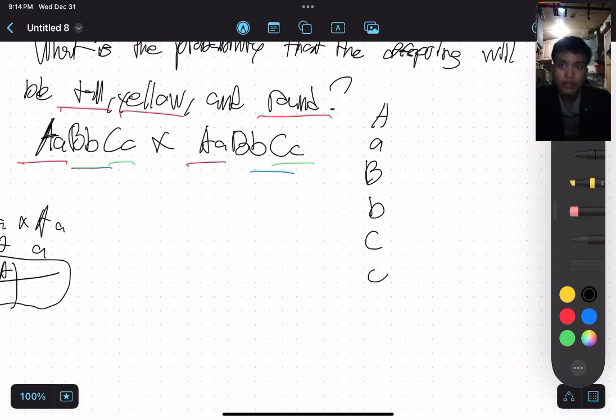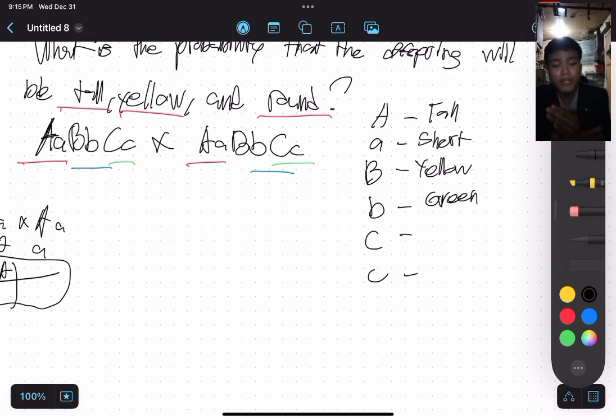So capital A for tall, small a for short, capital B for yellow, small b for green, capital C for round, and small c for wrinkled.